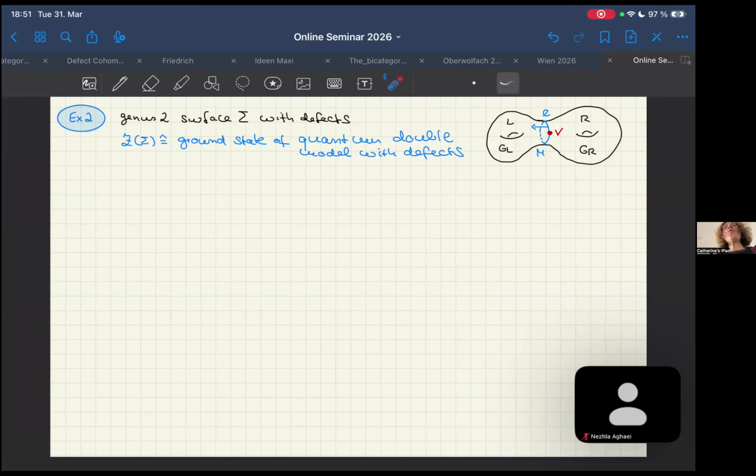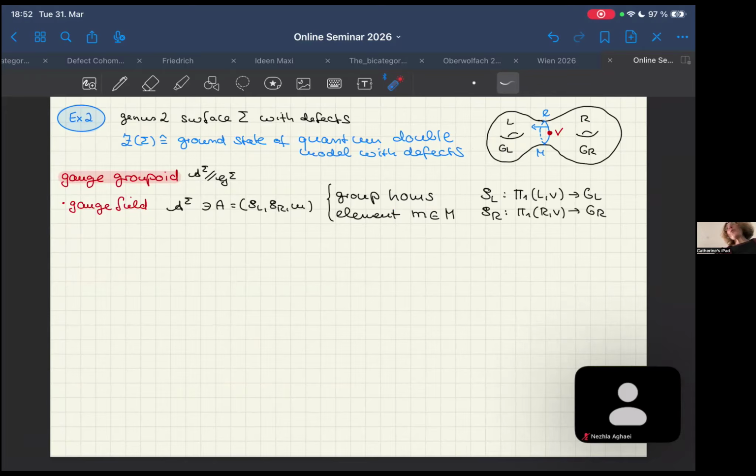So we have a genus 2 surface. Here we have a group GR. Here we have a group GL. Here we have a finite set M. And here we have a vertex where we will put a representation. So we could say that's our defect structure. Now please compute the ground state of the quantum double model with defects, without giving me any triangles. Okay, so what can one do?